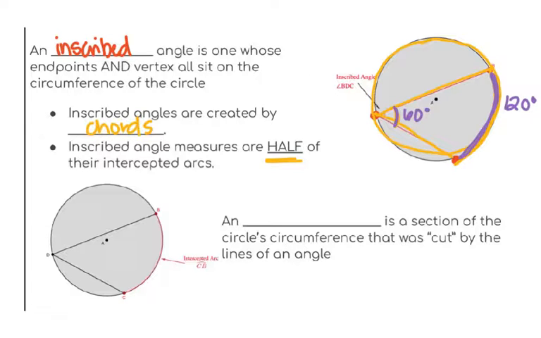And now that we've talked about it in a couple of different conditions, you should know that an intercepted arc is a section of the circle's circumference. So it's just a piece of the circumference that was cut by the lines of an angle. So it was cut by these lines here, and those were chords.